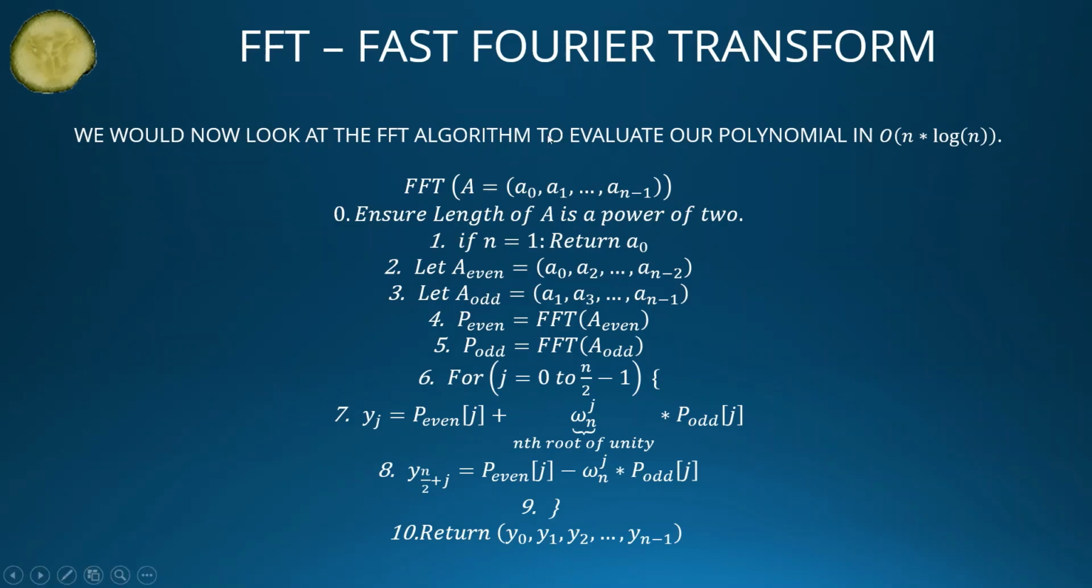Alrighty, so this is our algorithm, and this is our base condition. If n equals 1, we are simply returning a0. And here we actually divide the polynomial into its even coefficients and odd coefficients, and here we are returning the process recursively, and finally we are returning this vector.